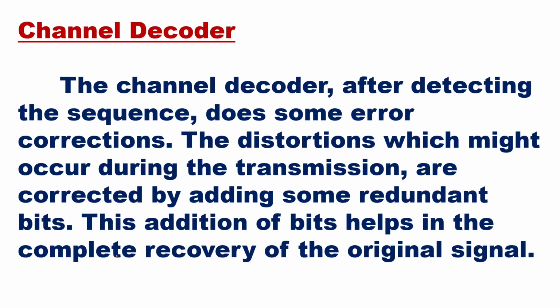Then you have the channel decoder. The channel decoder will do the opposite work of the channel encoder. So a channel decoder, after detecting the sequence, does some error corrections. The distortions which might occur during the transmission are corrected using the redundant bits. This helps in the complete recovery of the original signal.